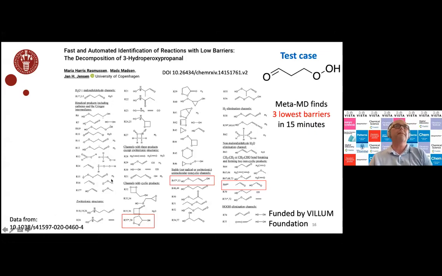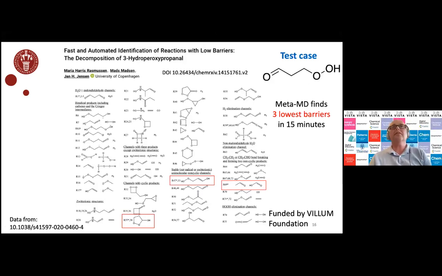We took this data set here, which is published here. They very carefully looked at all reactions and identified the three lowest ones. So it's basically what happens to this molecule, how does it fall apart? With this metadynamics approach, we're able to identify that these reactions are the ones with the lowest barriers in about 15 minutes using relatively modest computational resources, on the order of maybe 100 or 200 CPUs. So in 15 minutes, you're more than competitive with these reaction discovery robots.